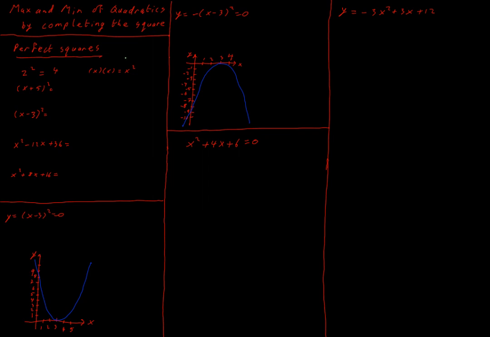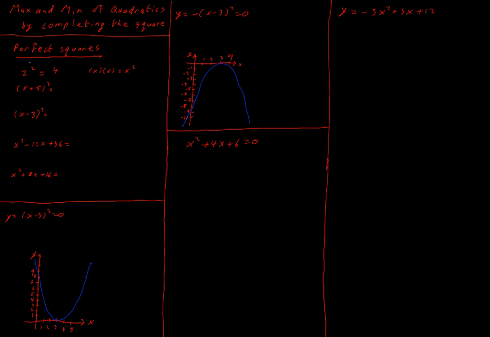Hello. Now we're going to continue our work with quadratics, and we're going to look at the maximum value, the maximum y output of a quadratic, or the minimum y value, the smallest y value that we could get out of a quadratic. And to do that, we're going to use completing the square. So to begin with, we're going to have a quick revision of perfect squares and then look at completing the square and how we can use it to find the maximum or minimum y output.